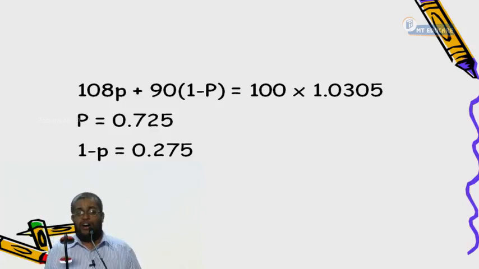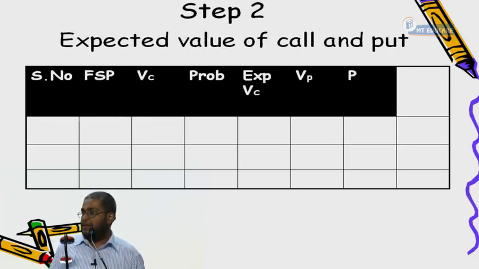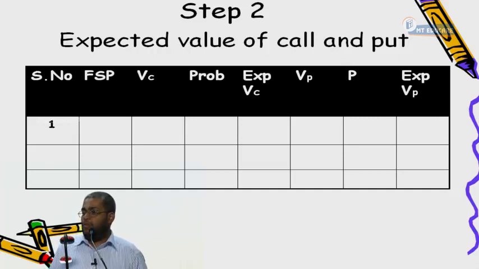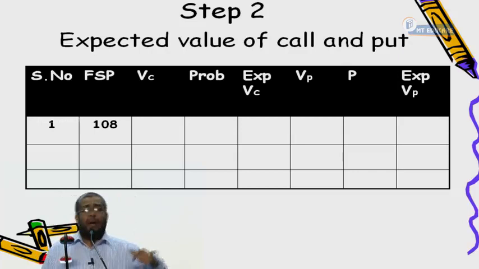Expected value of the call and expected value of the put option. Now, we'll do both on the same slide. First, situation one. FSP can be what? 108. When FSP is 108, we can make it the holder itself, and they only value it now. If FSP is 108, I will exercise my call. The call gives me how much value? 11 rupees. So when the FSP happens to be 108, my call value is 11.